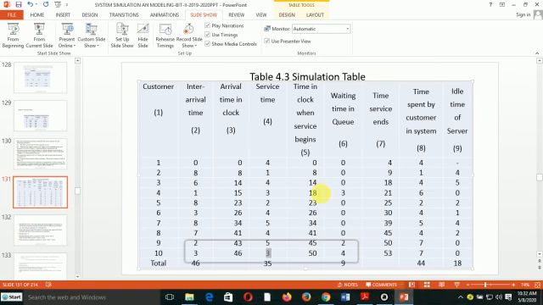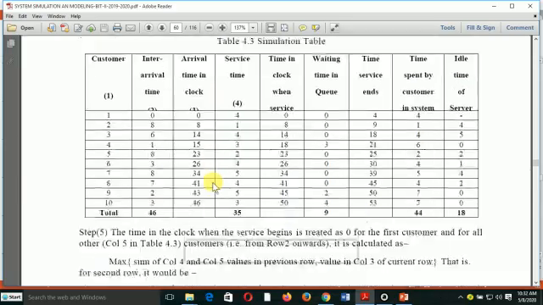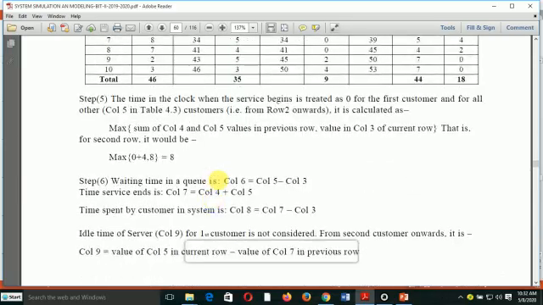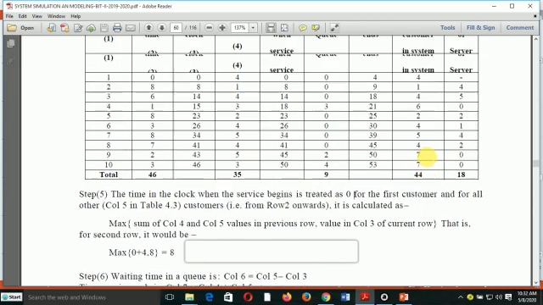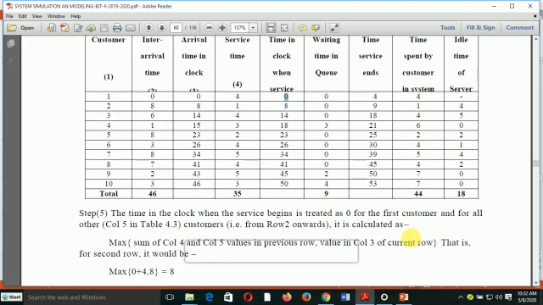Okay, this is the fourth step. Let's go to the fifth step. The fifth step says the time on the clock when the service begins is treated as 0. It is understandable: for the first customer, the time on the clock when the service begins is 0, because the first customer is the first, so we start at 0. And for other customers, it will be different.